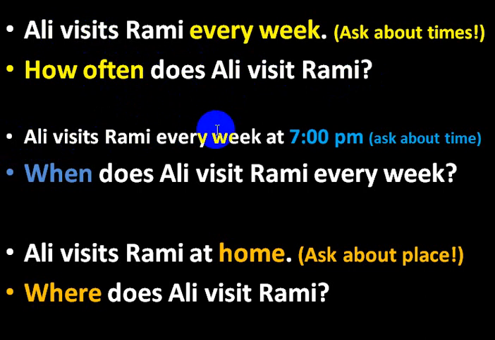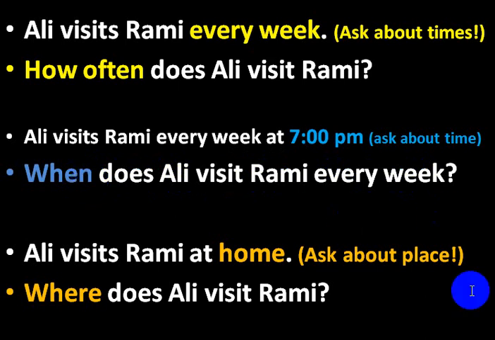Ali visits Rami every week at 7 p.m. Ask about time. Here I have to use what? When. Because I'm asking about time. After the WH question comes what? Comes the auxiliary verb. What type of auxiliary verb do I have to use? Does. Why? Because I have the main verb in its simple form. Okay, and what type of simple form? Simple present form. So I have to use verb to do, and exactly which one? Does. When does Ali visit Rami every week? We say at 7 o'clock. Ali visits Rami every week at 7 o'clock.